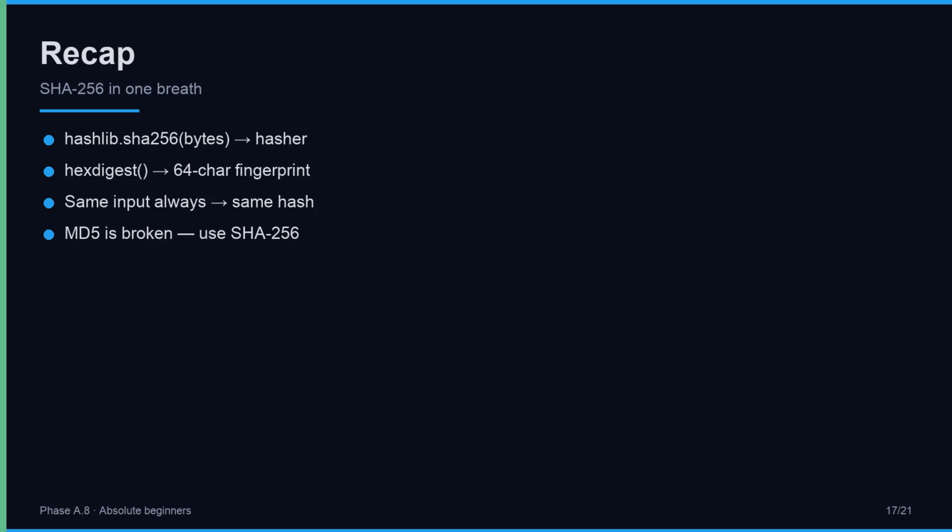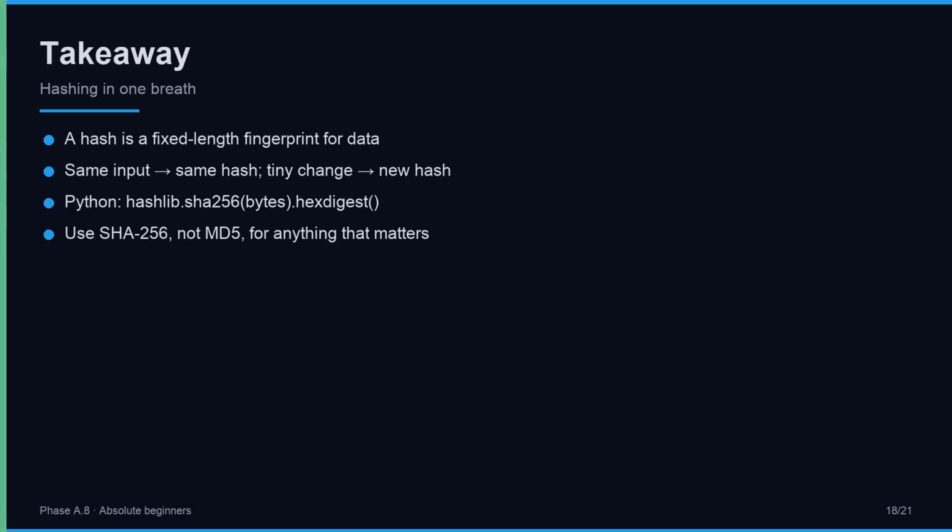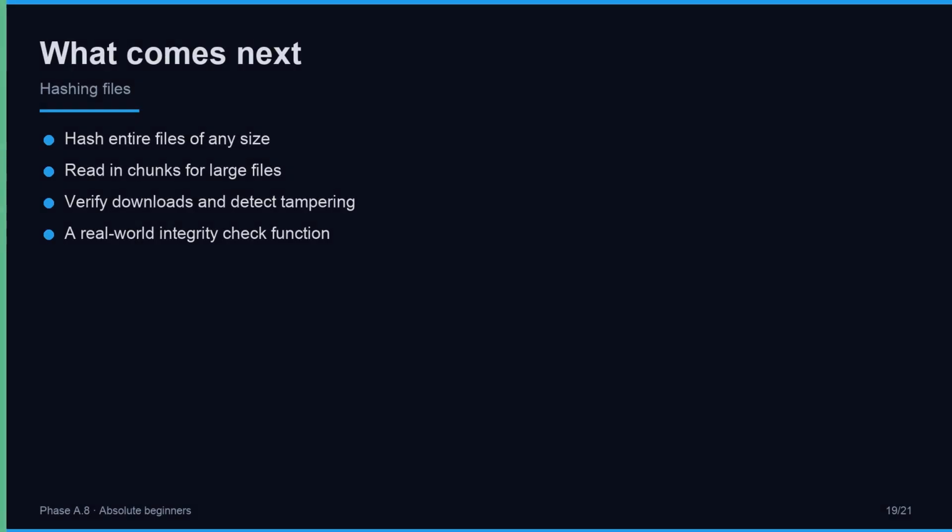Hold these 4 lines. In one breath, a hash is a fixed-length fingerprint for any data. The same input always produces the same hash. The tiniest change to the input produces a completely different hash. In Python, import hashlib, call SHA-256 on bytes, and read hexdigest. Use SHA-256 for anything that matters. The next lesson takes this idea to entire files.